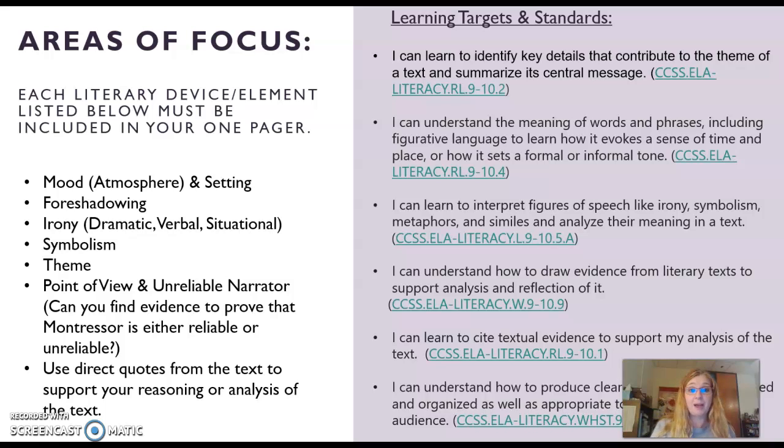If you believe he's reliable, you need to find a quote or some evidence in the text to prove that. Or if you believe he's the opposite, you're going to have to find a quote or some evidence to prove that too. And then use direct quotes from the text to support your reasoning. It's exactly what I just said about the last example. Your reasoning or analysis of the text.